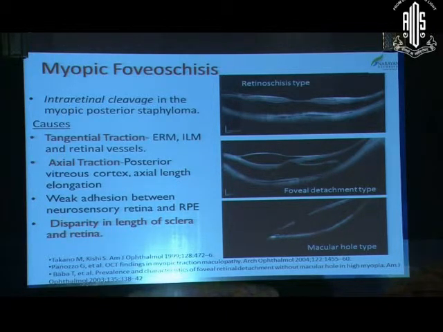And the causes are tangential traction, which could be due to ERM, ILM and retinal vessels. This you can see, it could be a taut ILM or it could be ERM also. And then axial traction because of posterior vitreous cortex, axial length elongation, and there's a weak adhesion between neurosensory retina and RPE. And there is a disparity in the length of sclera and retina. All these things can cause myopic foveoschisis.